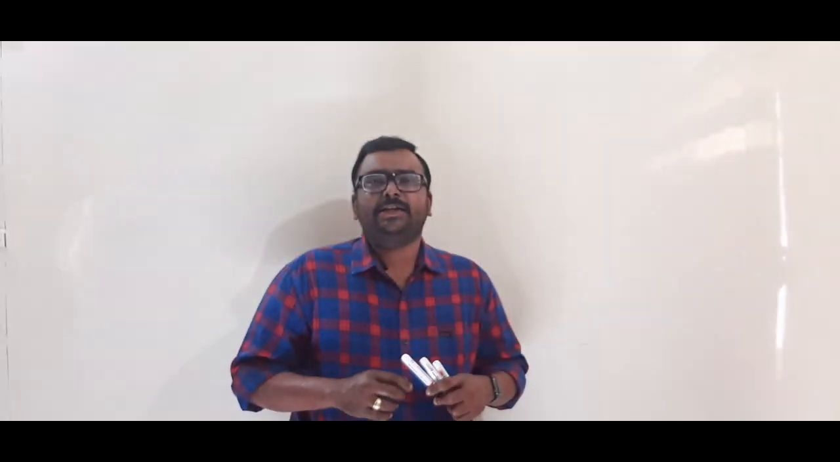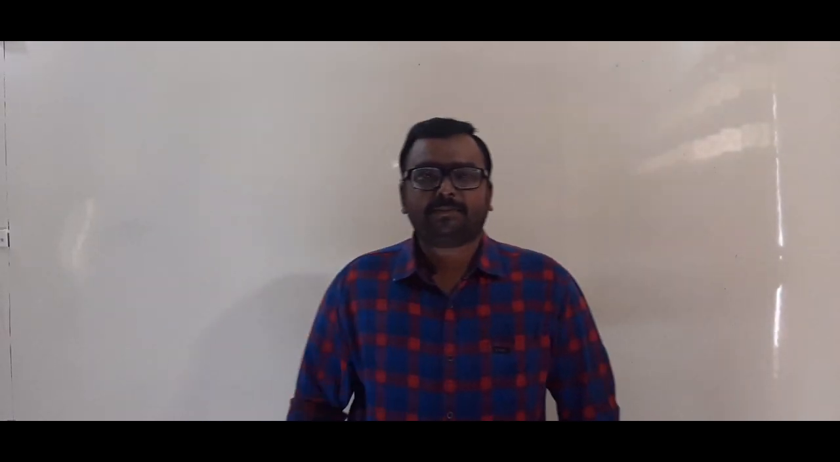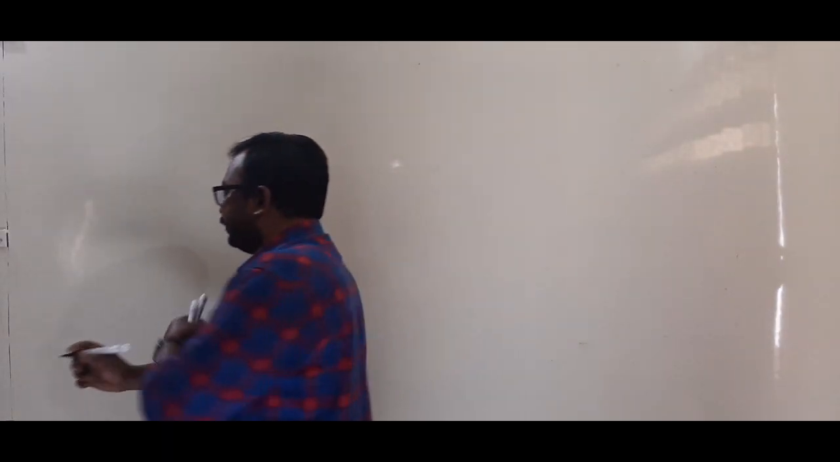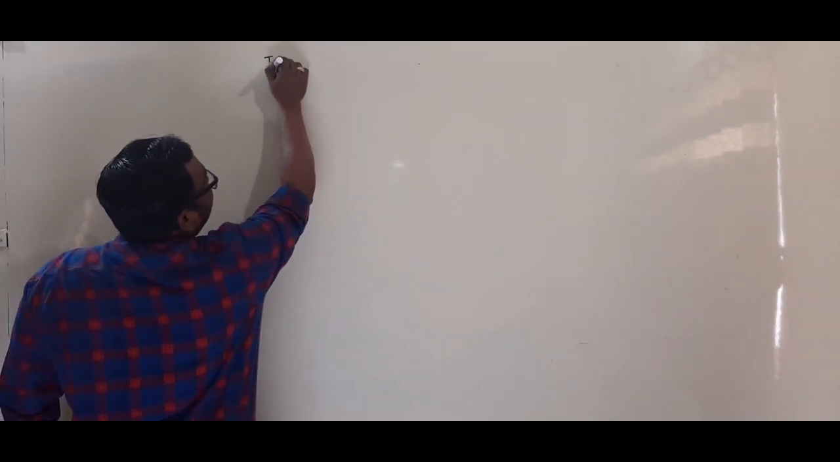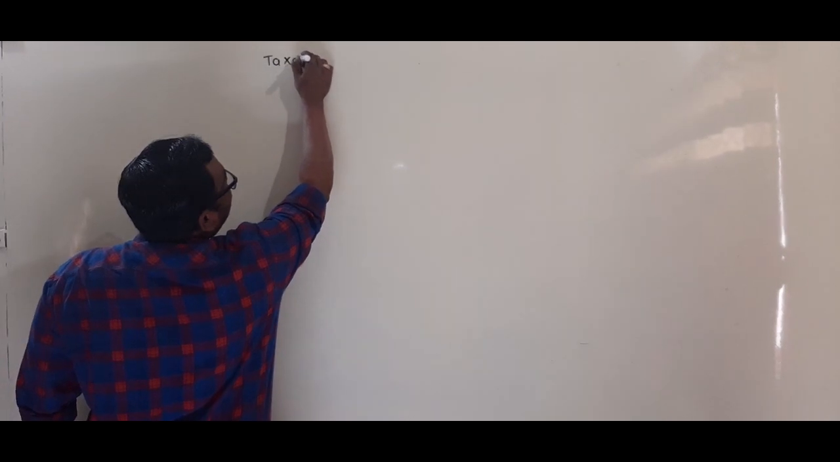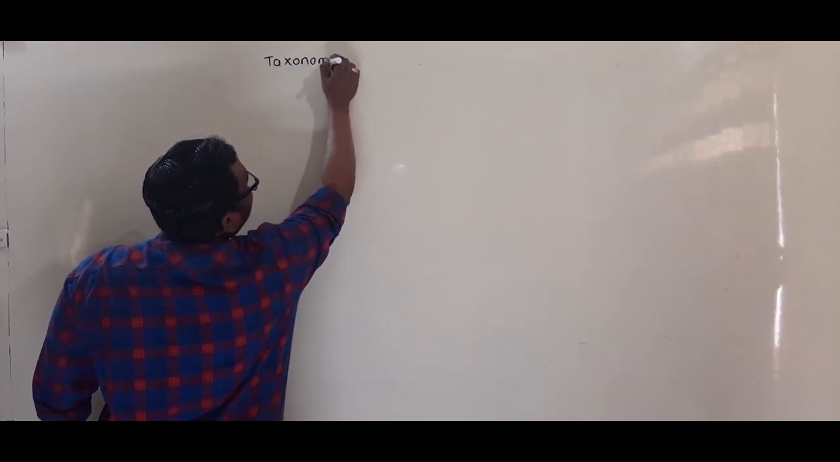Now we are going to start our discussion with the last part of the first chapter, Living World, and that particular topic is considered to be taxonomic aids.